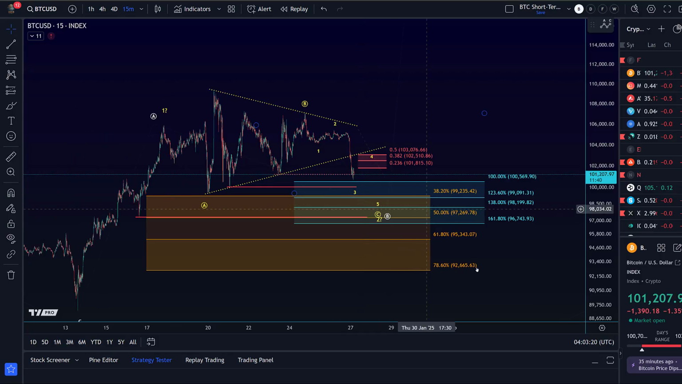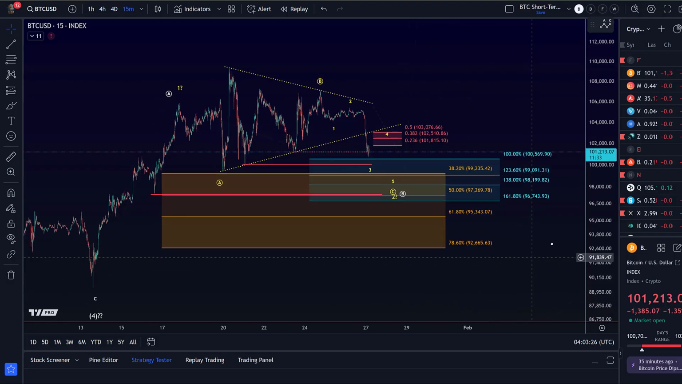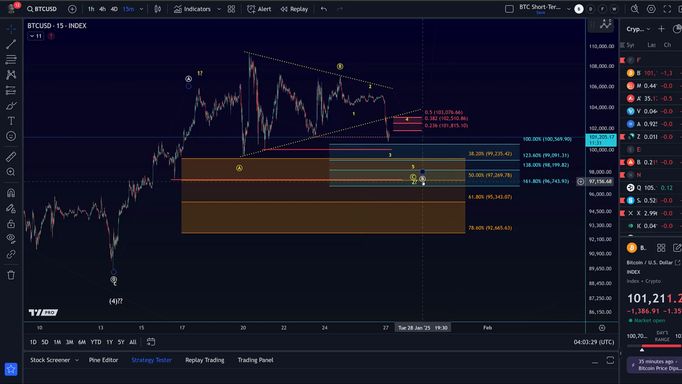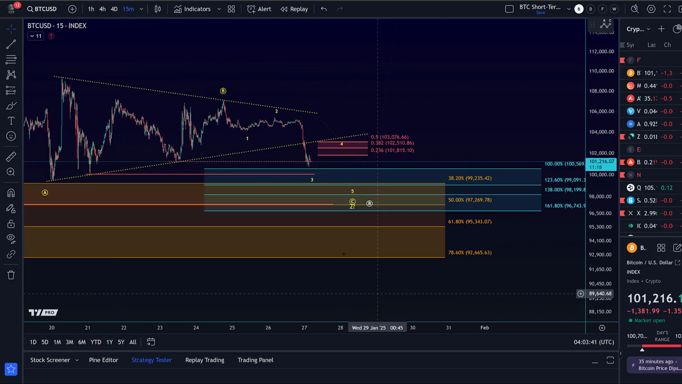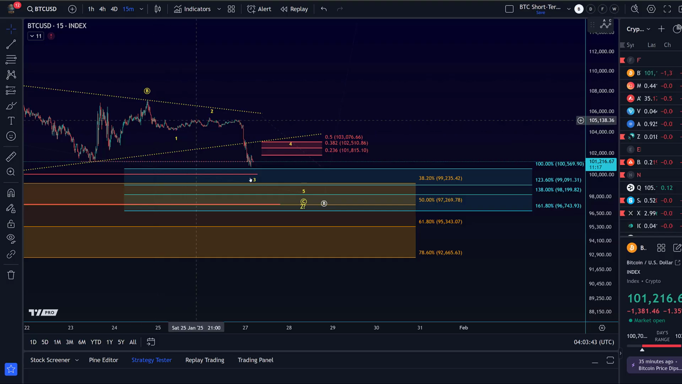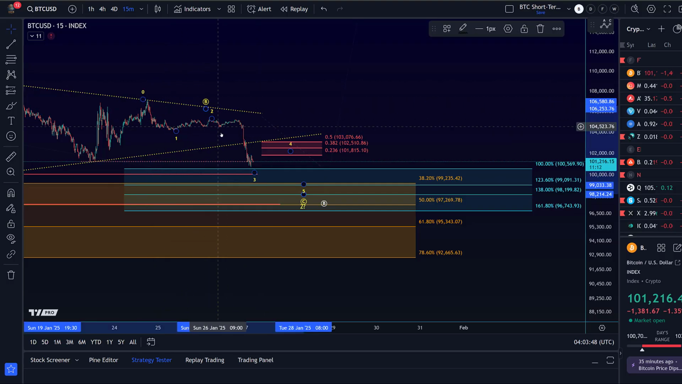As I said, support is still between 92,665 and 99,235. This is the support area that needs to hold to keep the overall idea alive that a larger degree fourth wave, as I just showed you on the daily time frame, bottomed on the 13th of January, right? For now, I think the pressure is down. And again, whether the B wave sits here or not, it also would be like 1, 2, 3, 4, 5, so it doesn't really change much.